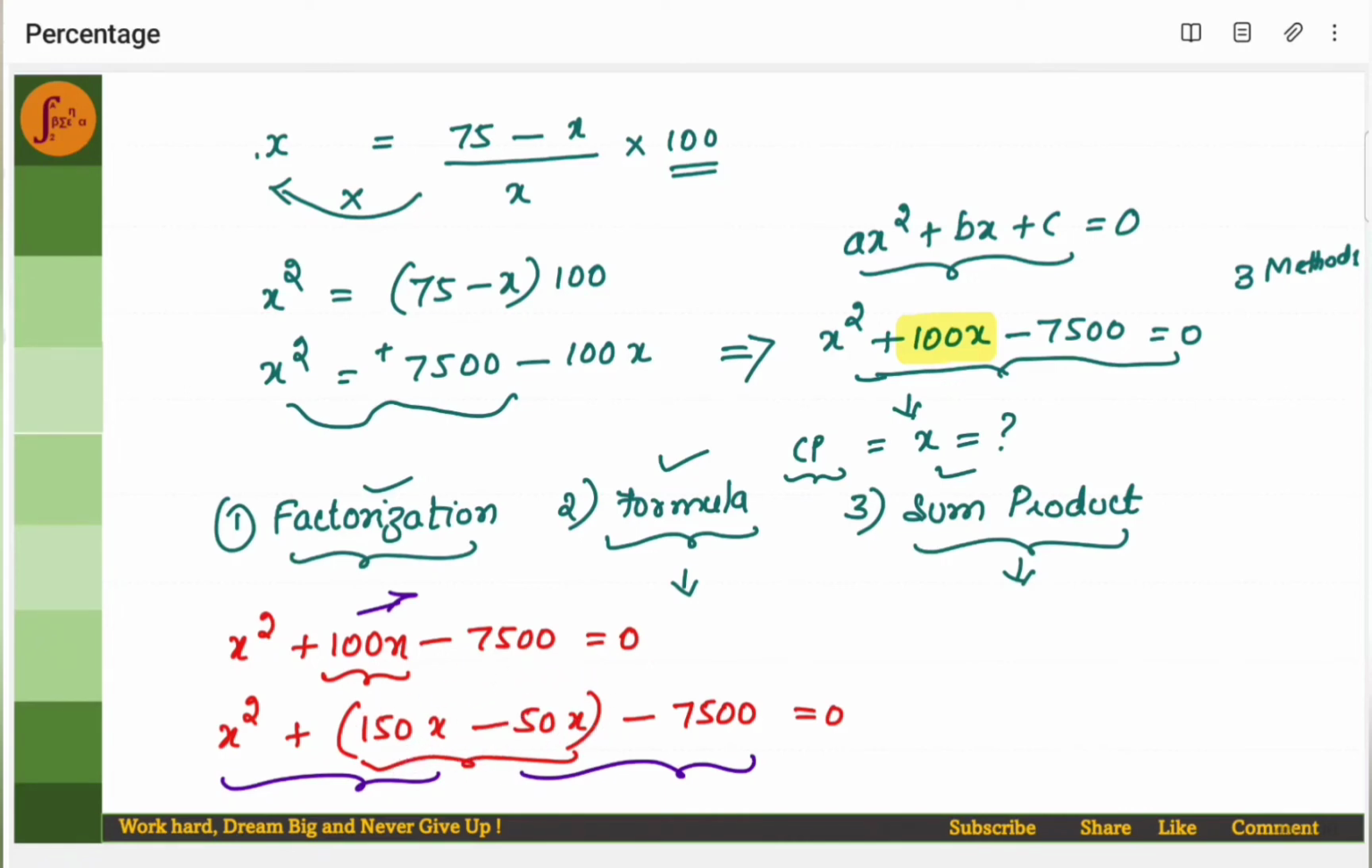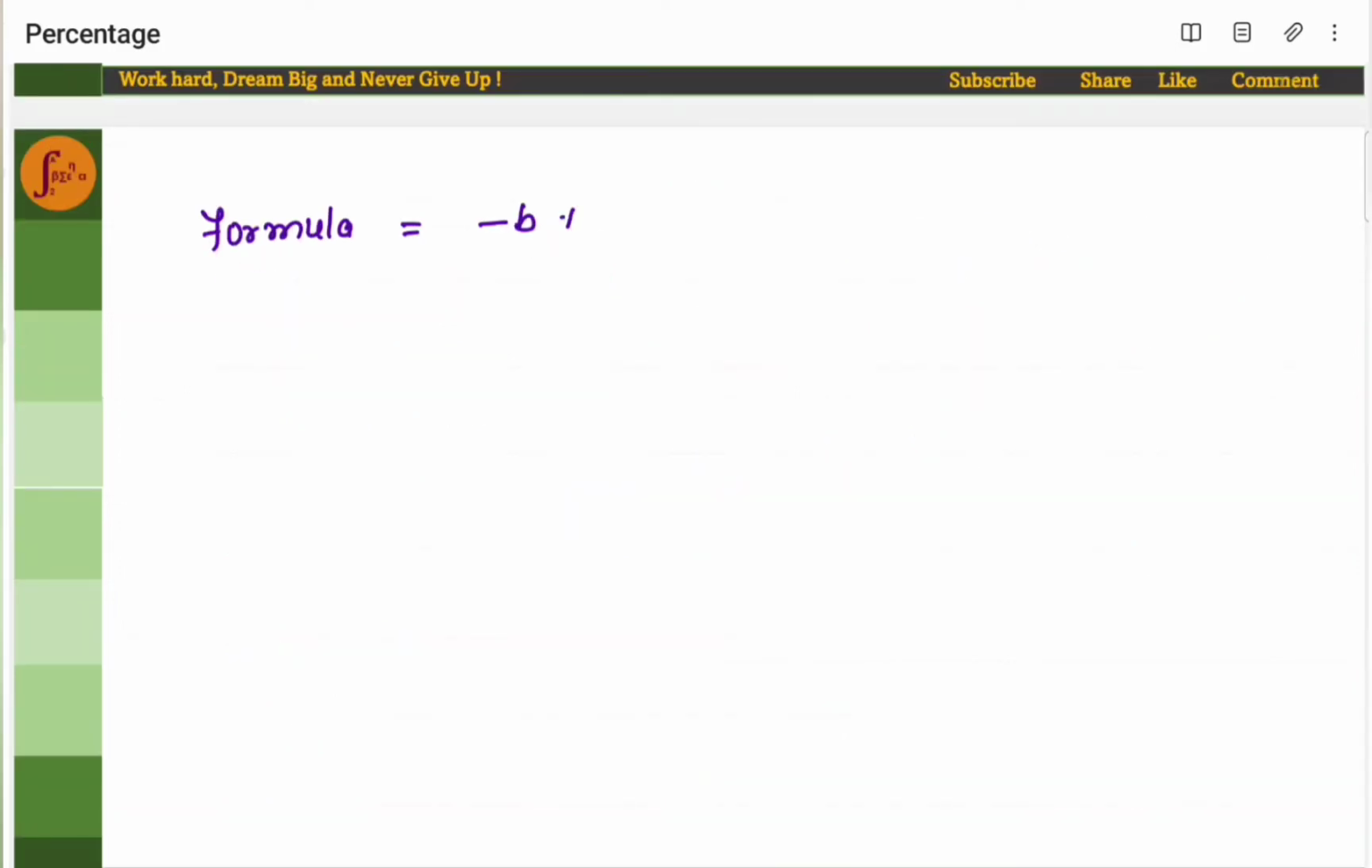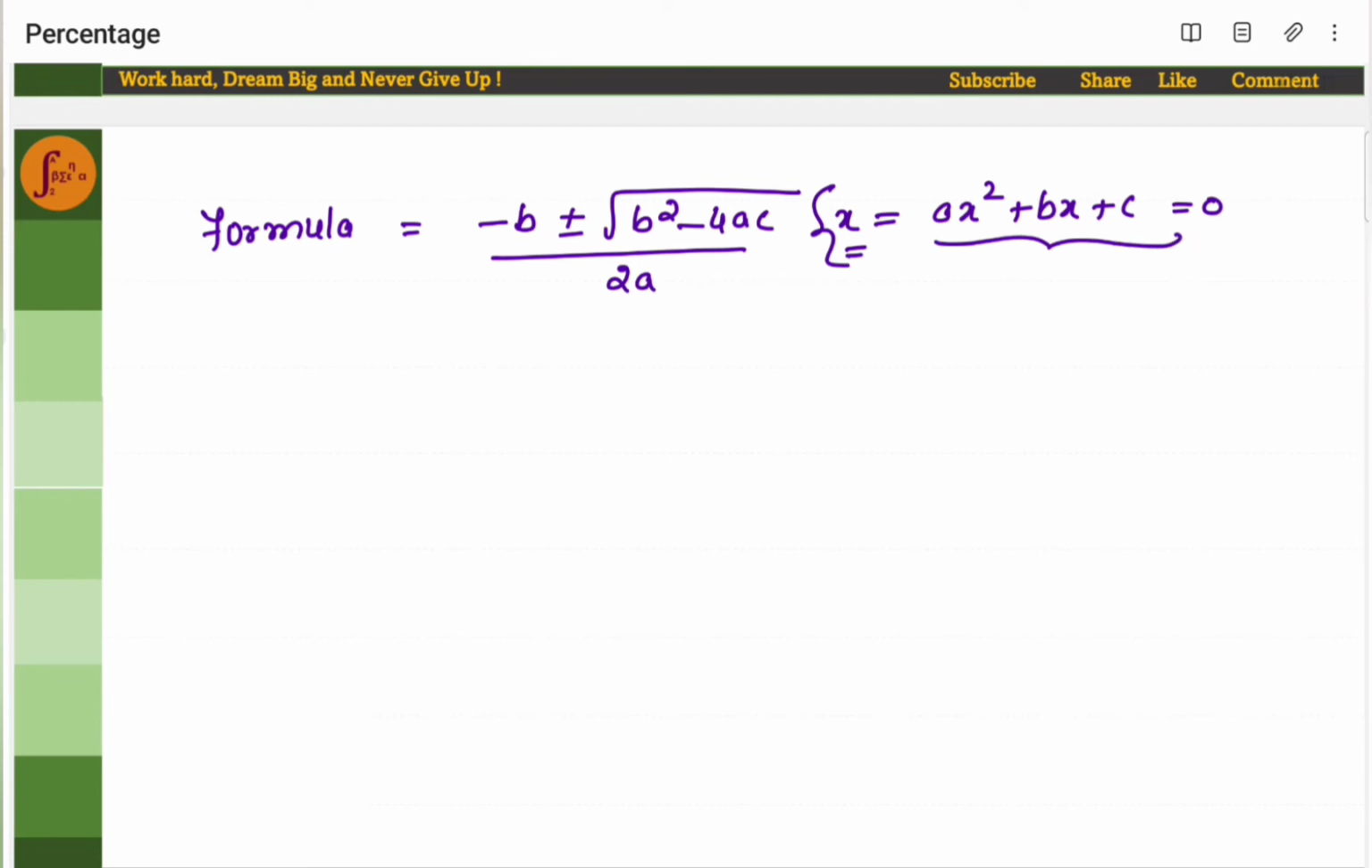There are multiple ways. That is why I take the formula method. Formula method is straightforward. The formula is minus b plus or minus root of b square minus 4ac by 2a, and this is for the equation ax square plus bx plus c is equal to 0. For this kind of an equation, you can find the x values. And the formula is this one. So this is nothing but x is equal to.